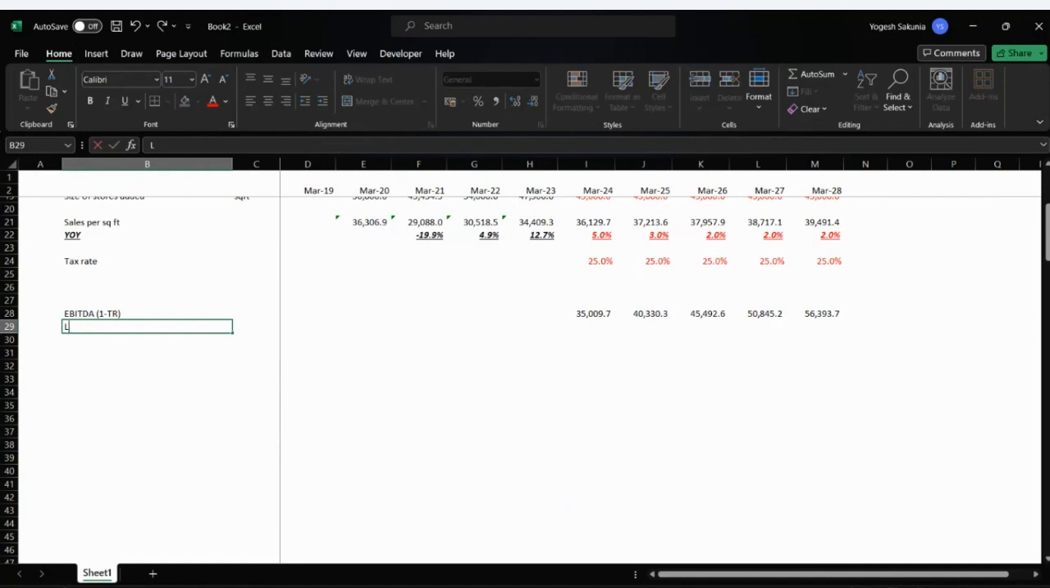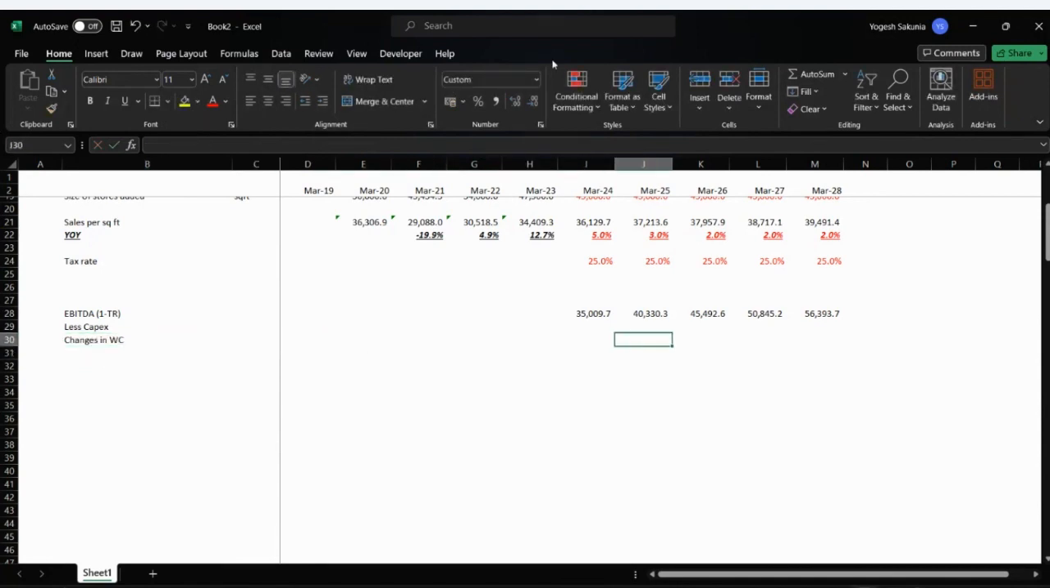but we have started with EBITDA, so we don't have to add back depreciation. The next thing that we have to do is less capital expenditure, CAPEX. Then working capital changes, it said that there is no working capital changes. So we will just keep changes in working capital and then put that 0 for the time being, because that's what was mentioned.